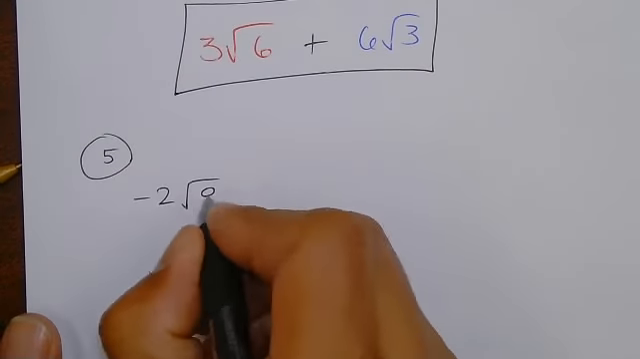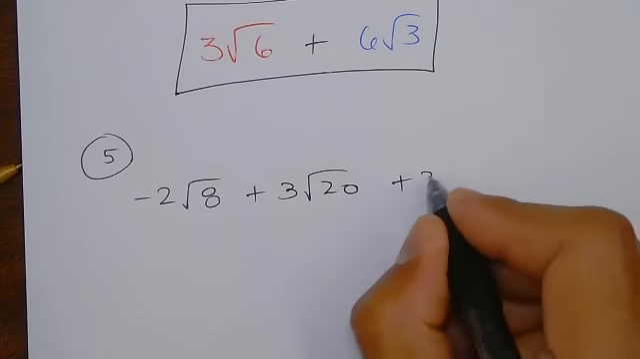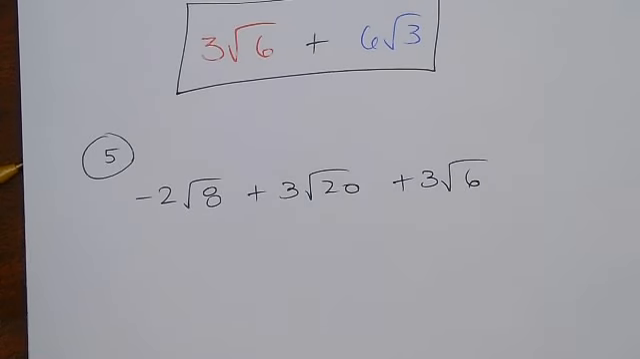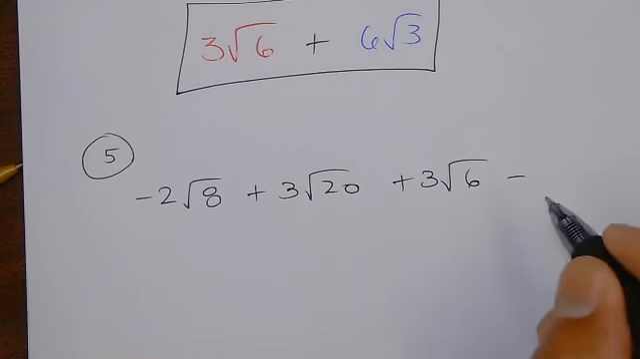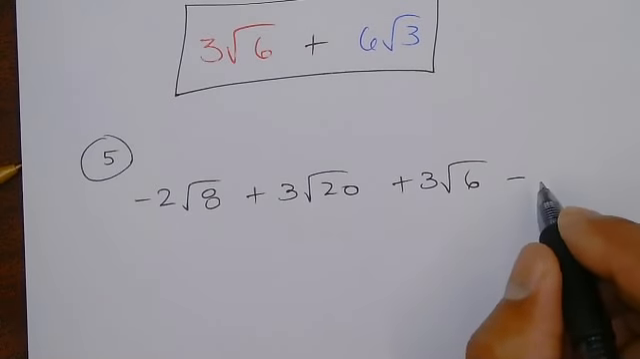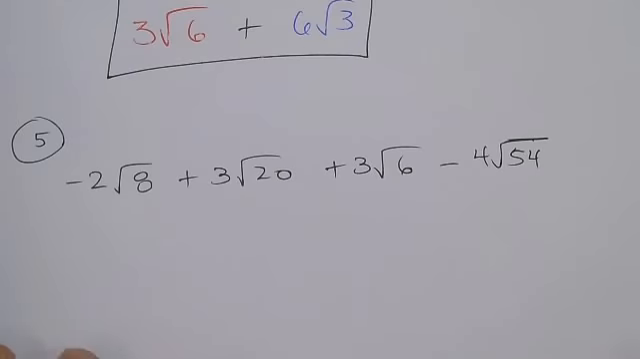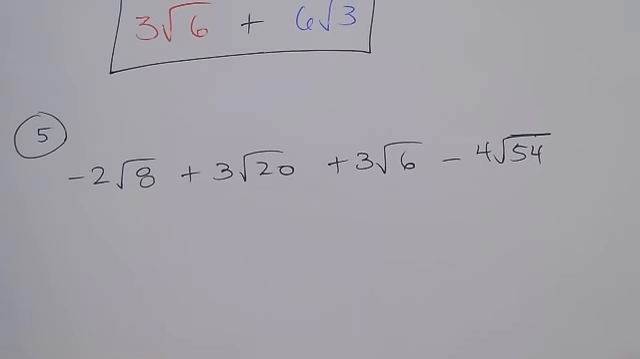Okay, number 5. Let's do a good challenging one. Negative 2 root 8 plus 3 root 20 plus 3 root 6 minus, let me make something up right here. Four root 54. Oh yeah.